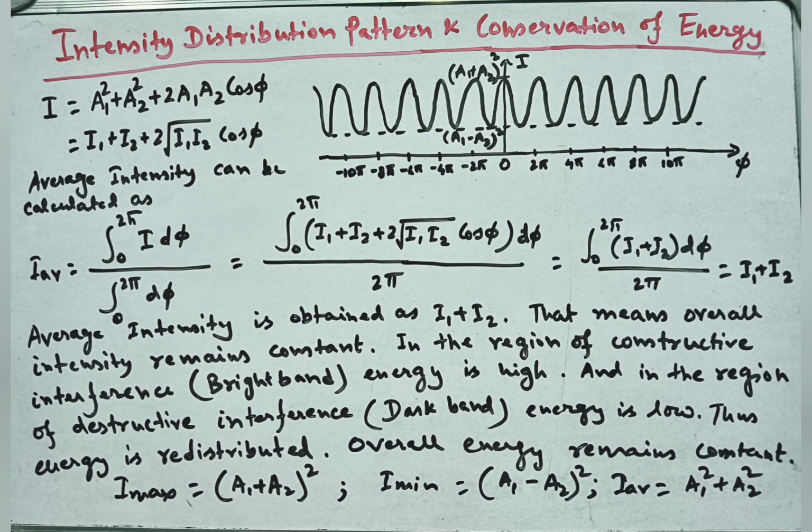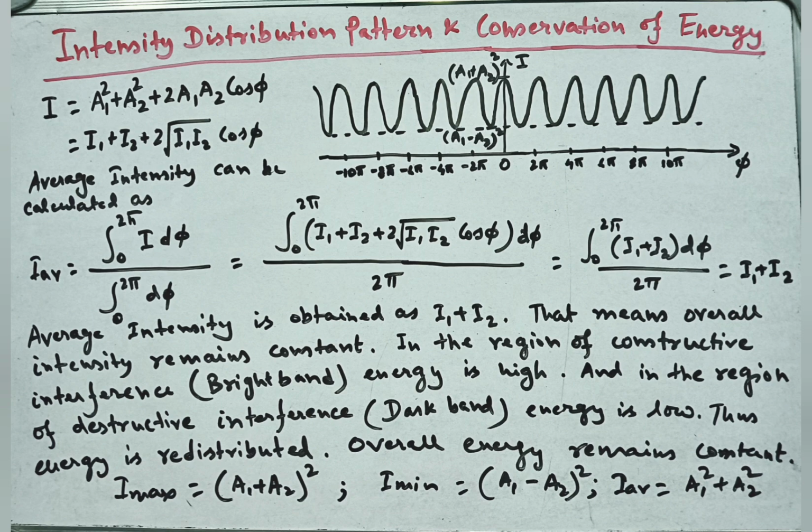So if I put the form of intensity here, I1 plus I2 plus 2 root over I1 I2 cos phi, then after integrating it will be I1 plus I2, because if we integrate cos phi it will be sine phi. So sine phi from 0 to 2 pi is 0, so that's why that term is not here. So basically the average intensity is obtained as I1 plus I2, right? So that means overall intensity remains constant.